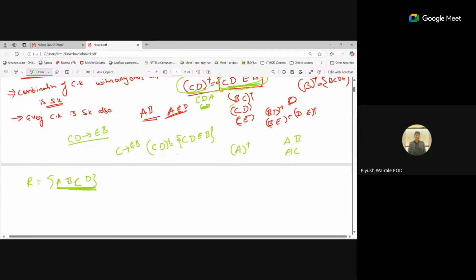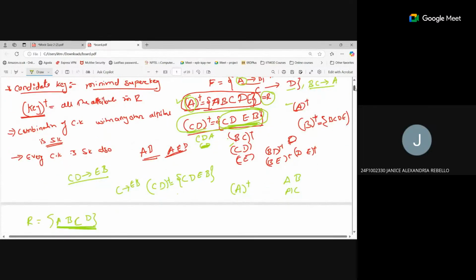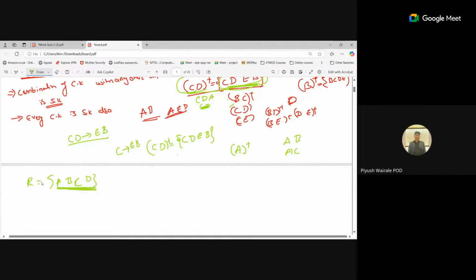So this is what it is about the closure of an attribute and candidate key. Suppose any relation is not having any functional dependency, right? FD is not present here. In that case, the combination of all attributes will be my candidate key. So A, B, C, D, the entire thing, if any FD is not there.